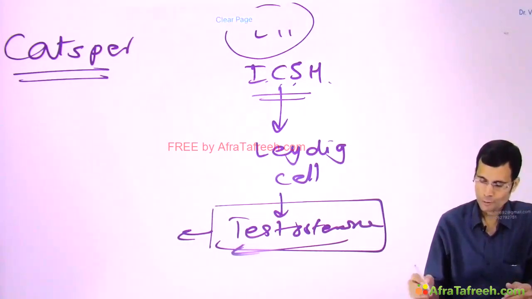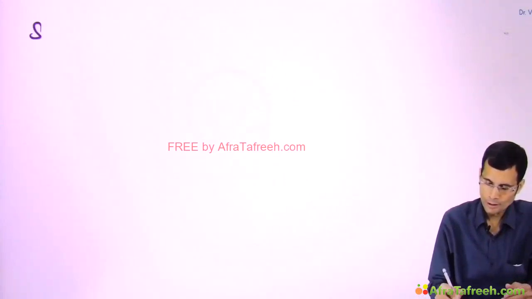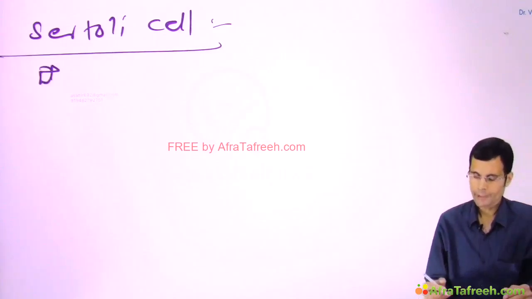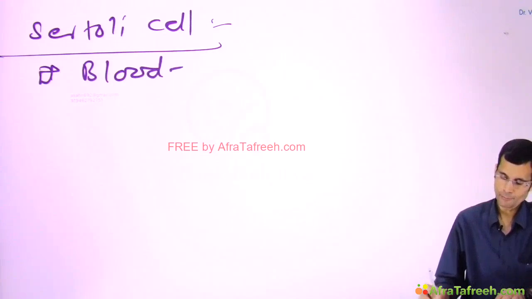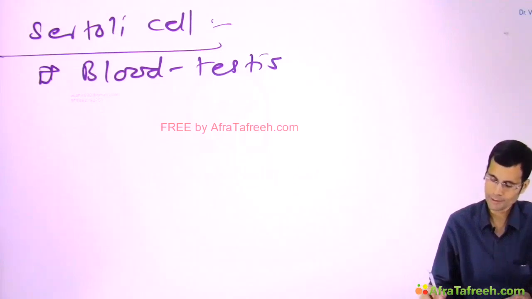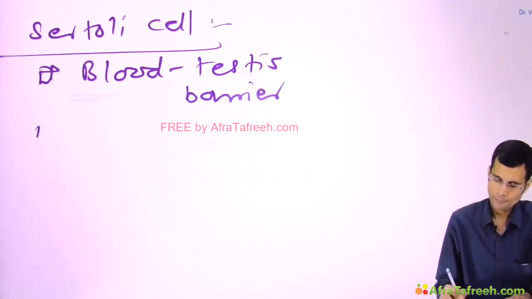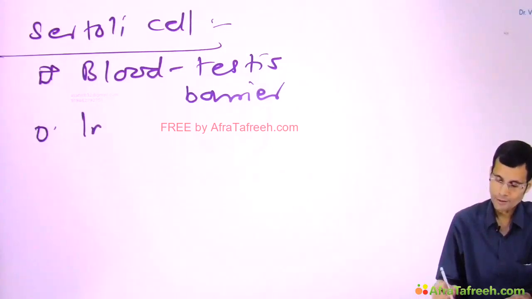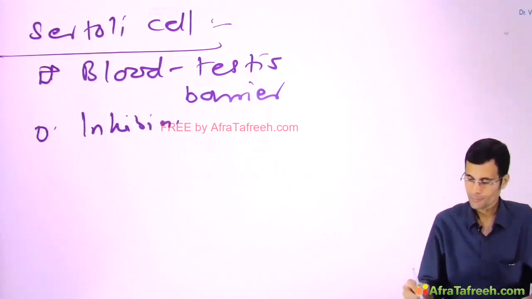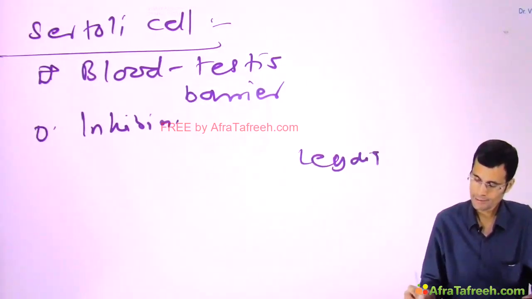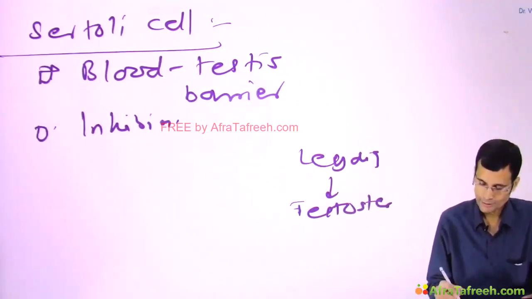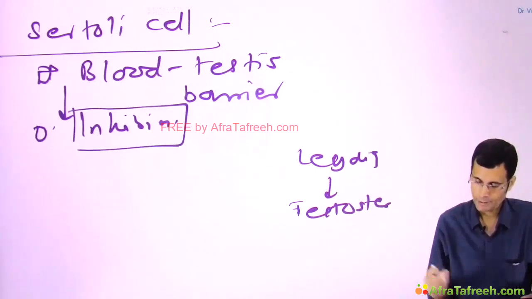What are the functions of Sertoli cells? Sertoli cell forms the blood testis barrier. There are tight junctions between the adjacent Sertoli cells which form the blood testicular barrier. Sertoli cells secrete a hormone called inhibin. So here we have the Leydig cell which synthesizes testosterone, and Sertoli cell which synthesizes inhibin.